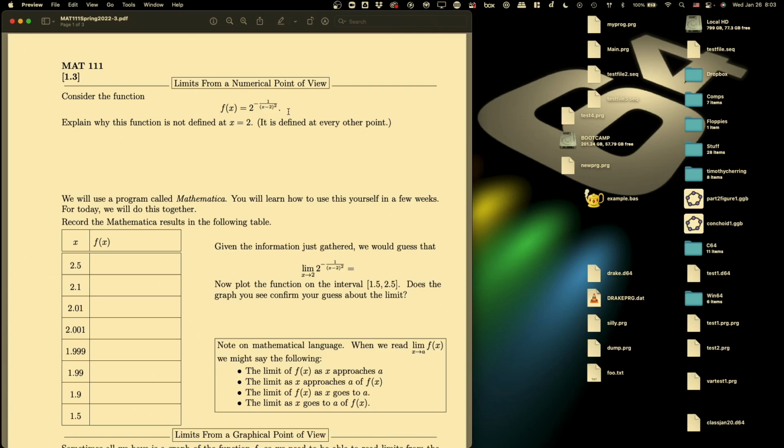So 2 to the power, and then the exponent here is this entire thing, negative 1 over (x minus 2) squared. Okay, so first off, can I plug 2 into this function? Why not? Well, yeah, that's what it means if I can't plug 2 in. Okay, but what is it about 2 that's a problem with this particular function? How do I know it's undefined at 2?